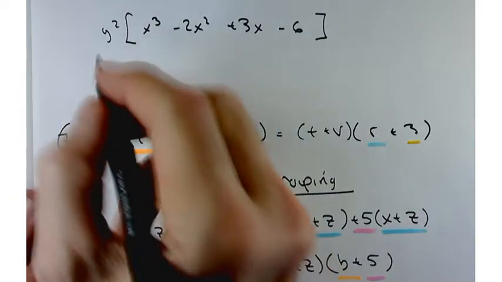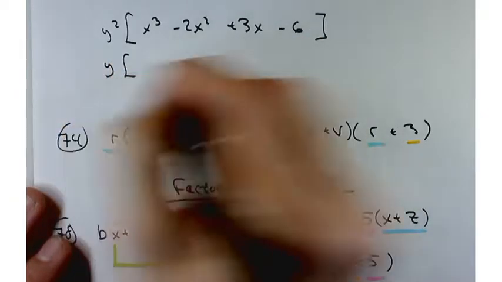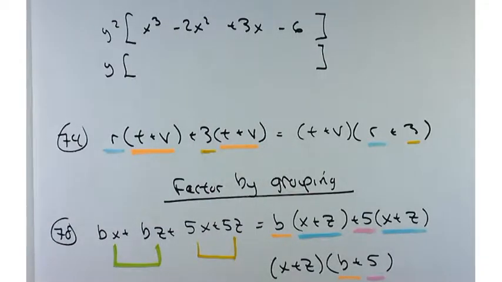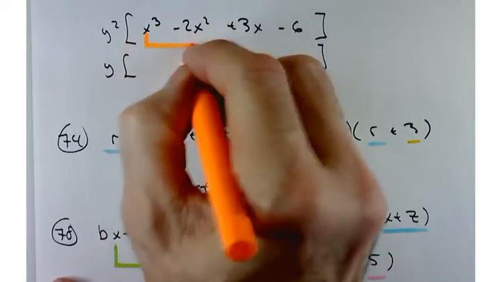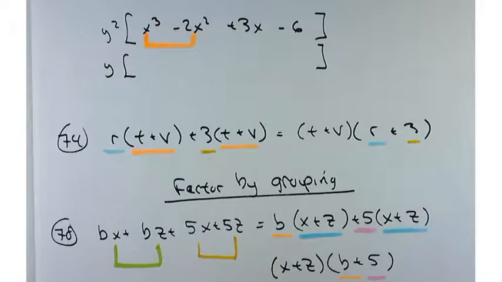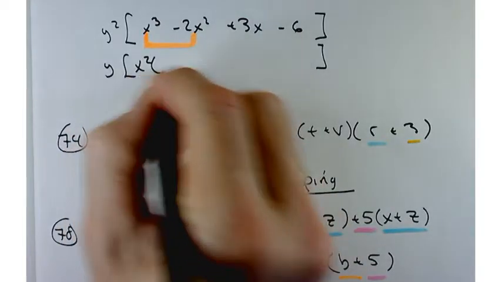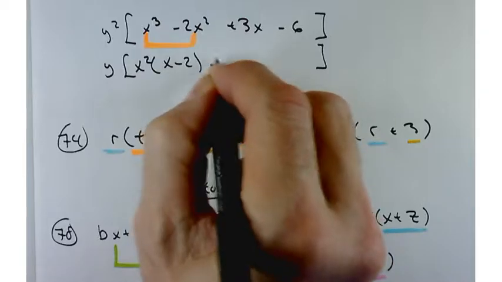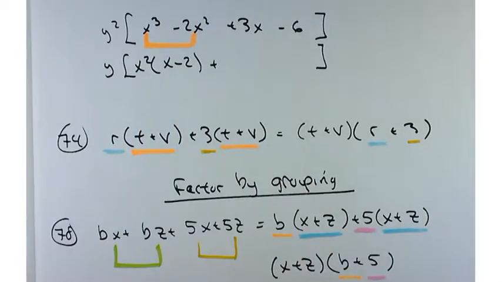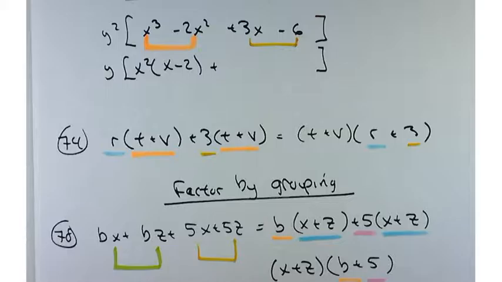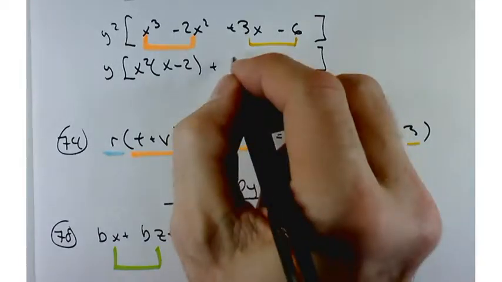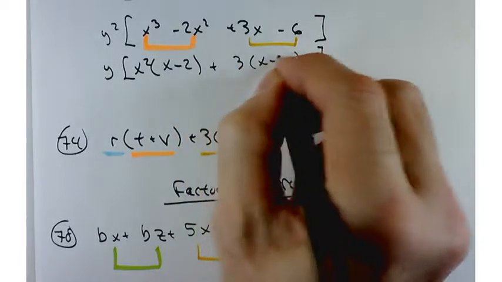Inside the brackets here, I'm going to continue doing some work. So let's look at the first pair of terms. Can I do anything to factor what's there, those first two terms? Good. Factor out an x squared. So x squared times x minus 2. And then those two terms, what can I pull out of there? A 3, so plus a 3. And again, x minus 2.